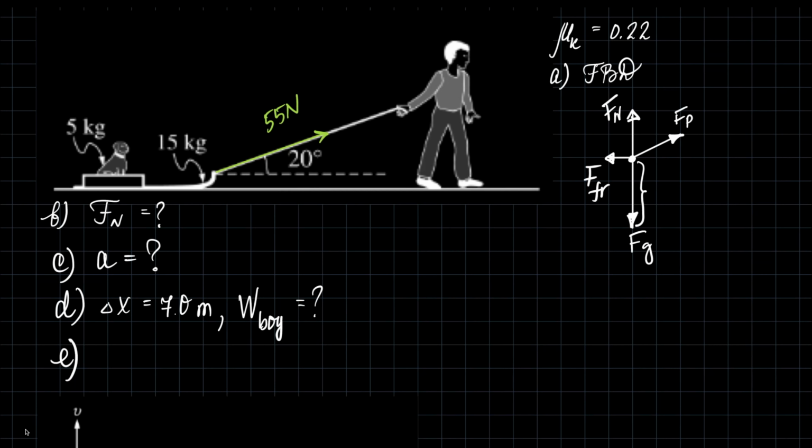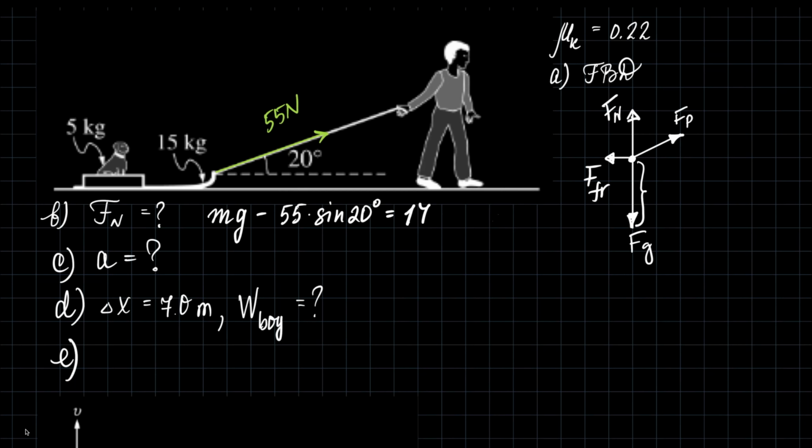Remember, the force of gravity cannot be marked as G or big G. You can use mg, Fg, or W for weight. Either one of those will work. Then they want us to figure out the normal force, which is what is left over from mg minus the vertical component of the force of pull. So mg minus 55 times sine of 20 degrees.